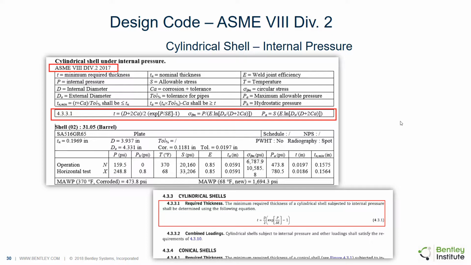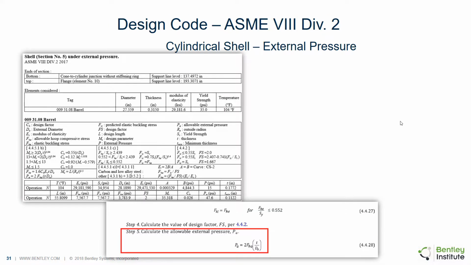The reference of the applicable sections of the design code in the report is very convenient for the user to perform design review. In the external pressure calculations of the shell, the allowable external pressure PA equal to 47.6 psi, calculated from the predicted buckling stress FIC, is more than the applied external pressure P equal to 15 psi, so the design passes.